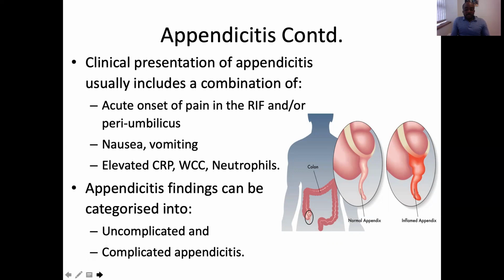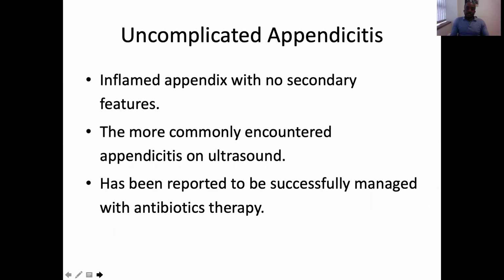So clinically, appendicitis can be categorized as uncomplicated or complicated appendicitis. We can also see the signs, the evidence of this, and we can differentiate these on ultrasound usually. Uncomplicated appendicitis is an inflamed appendix with no secondary features. Usually, it is the most commonly encountered appendicitis we see on ultrasound, where the appendix, some people call it wall appendicitis, the wall of the appendix gets inflamed, and that's it. That's all. No obstruction or anything like that. No abscess, no calculus or anything like that.